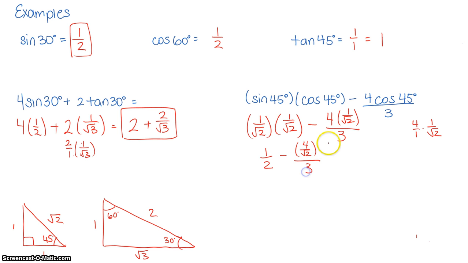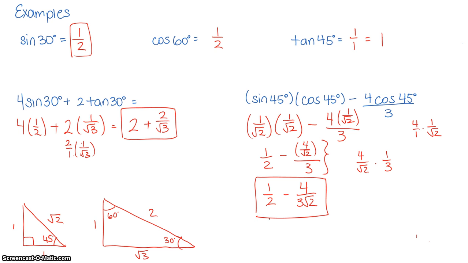All over 3. Now we don't want to leave these fractions over a fraction. So remember, 4 over root 2 times, and remember it's 3 over 1, but when you're dividing, you multiply by the reciprocal. So we have 1/2 minus 4/3 root 2. That leaves it in an exact format, not a decimal format, and you can do this without a calculator.